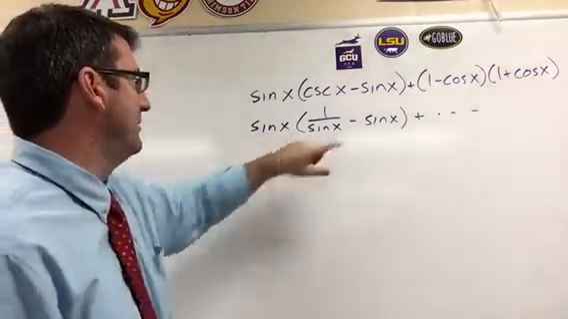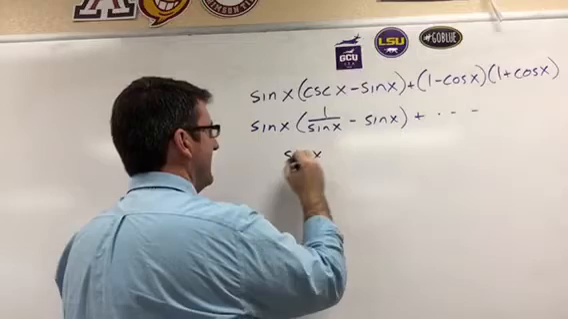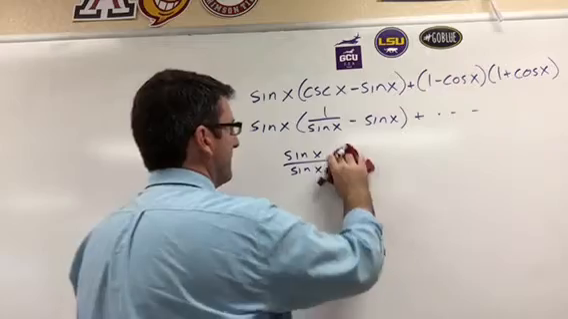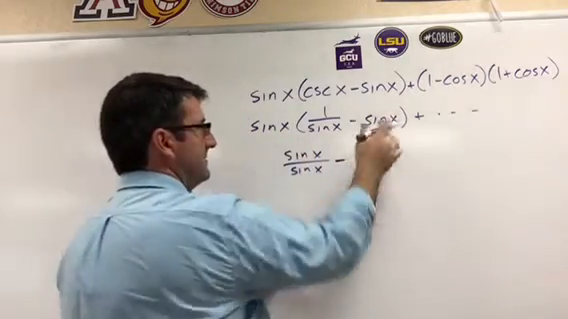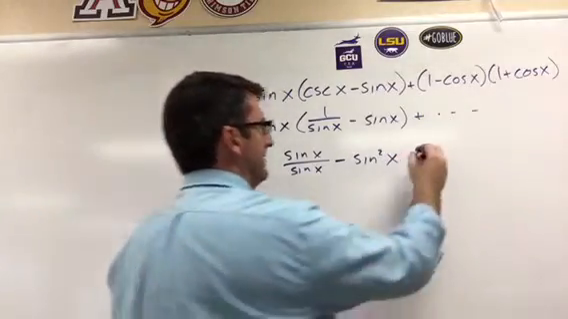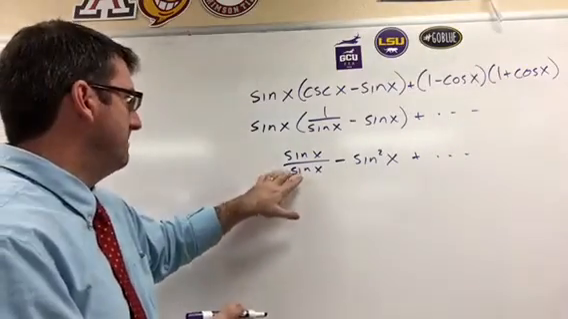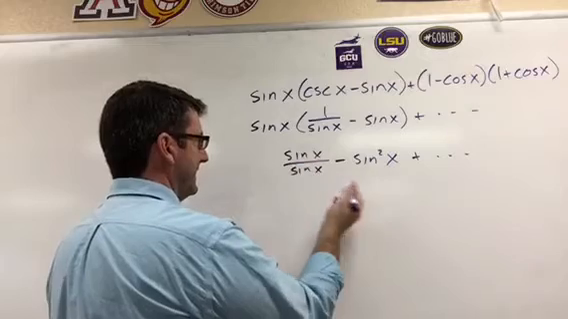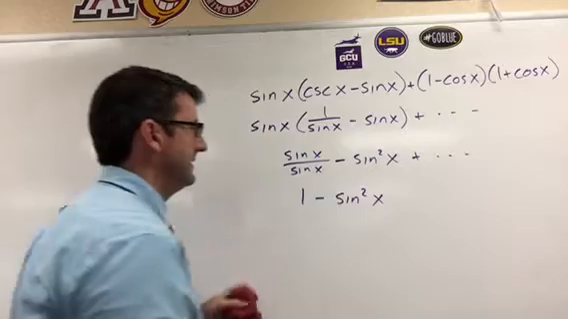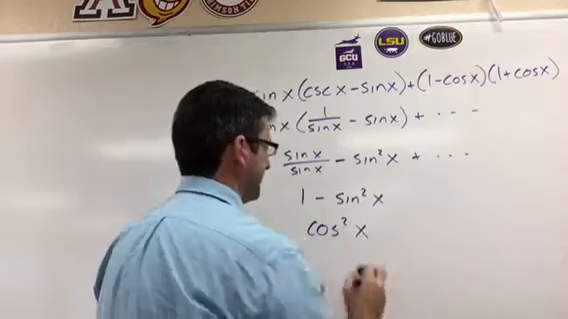And so now when we distribute this, sine x times 1 over sine x is sine x over sine x, which is just 1. And then minus sine x times sine x is sine squared x. And again, we have all of this, but we're going to get to that in a minute. Sine x divided by sine x, as I mentioned, was 1. So we get 1 minus sine squared x. And 1 minus sine squared x is going to be cosine squared x.